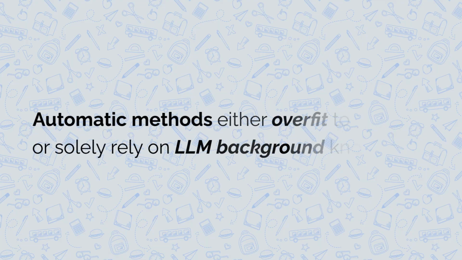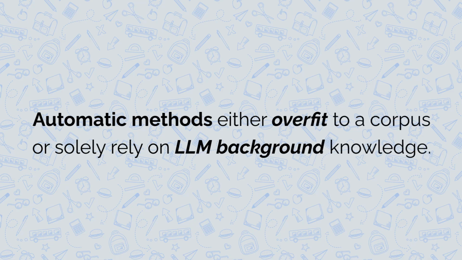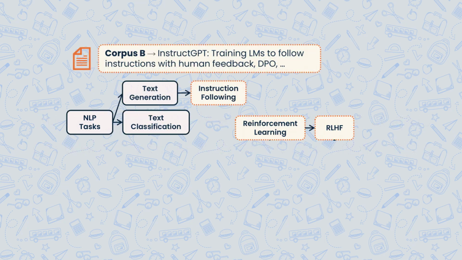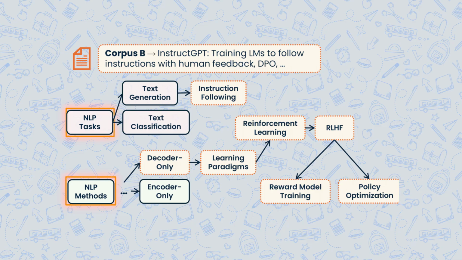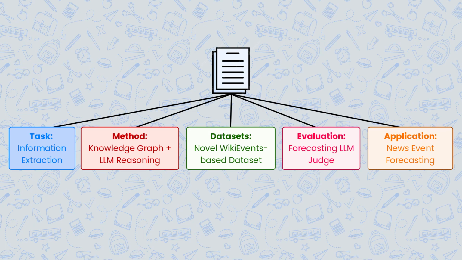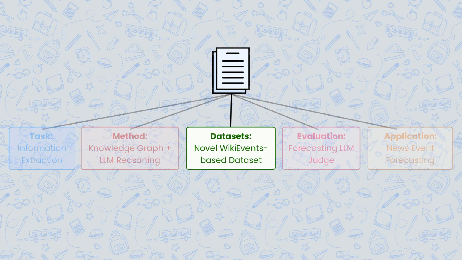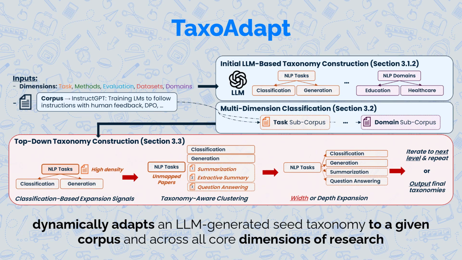Automatic methods either overfit to one corpus or rely solely on the background knowledge of large language models, overlooking how research topics evolve across multiple dimensions. Moreover, a single paper may contribute simultaneously to tasks, methods, datasets, evaluation metrics, and applications. Unidimensional taxonomies hide these cross-cutting relationships. We address these gaps using TaxoAdapt, a framework that dynamically adapts an LLM-generated seed taxonomy to a given corpus and across all core dimensions of research.